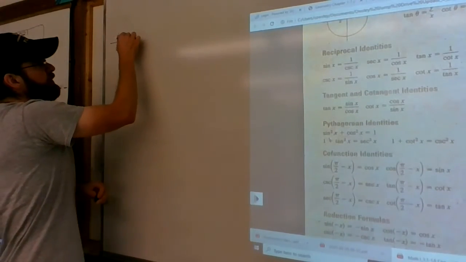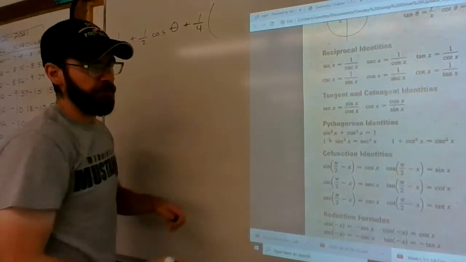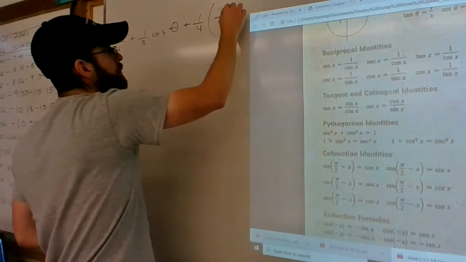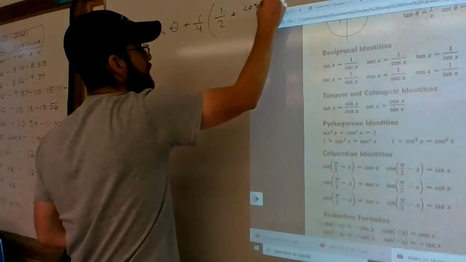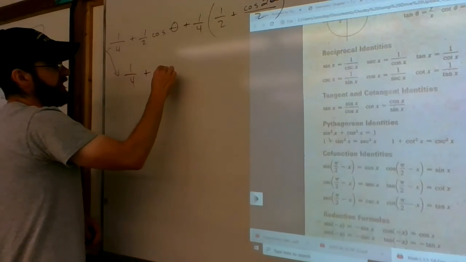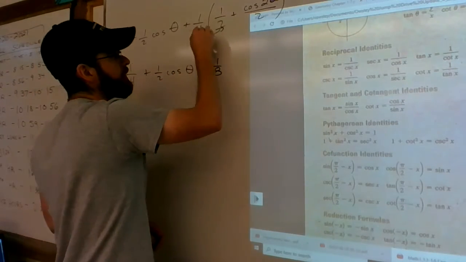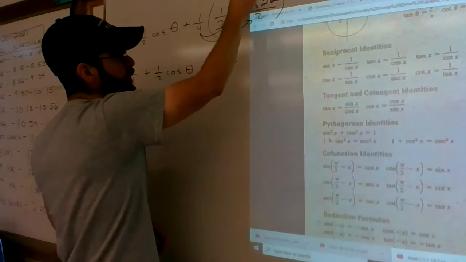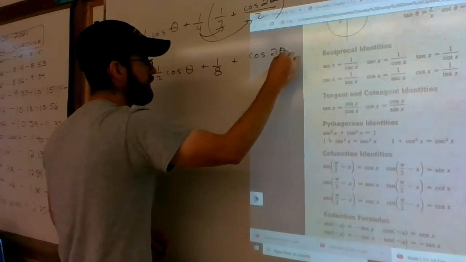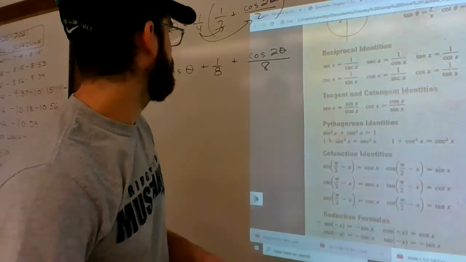So you got 1/4 plus 1/2 cosine of theta plus 1/4. I'm rewriting that as 1 over 2 plus cosine 2 theta over 2. This then becomes 1/4 plus 1/2 cosine of theta plus 1/8 plus 1 cosine of 2 theta over 8, which makes perfect sense when you look at the statement that we're trying to prove.